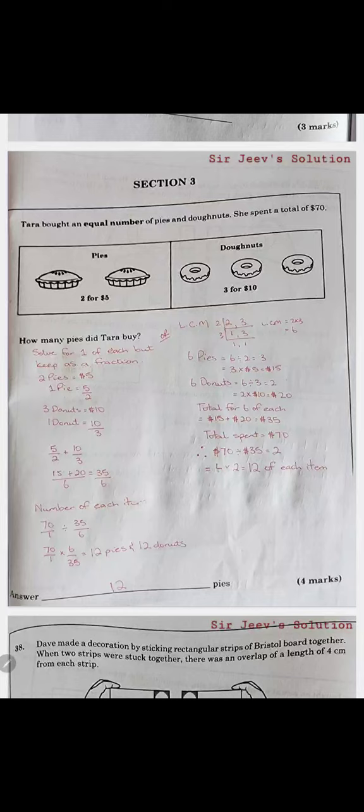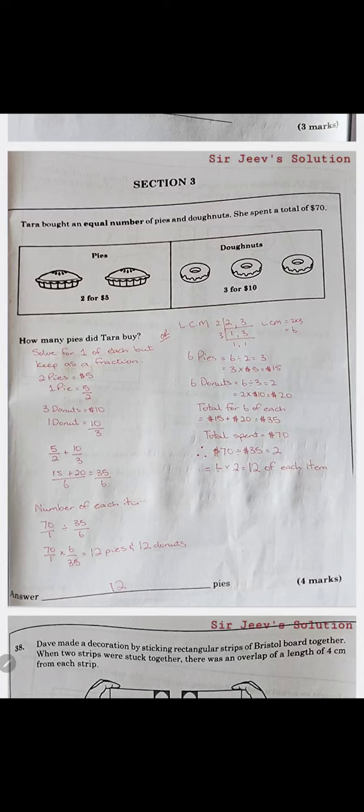Alright, so section 3, SCA 2023, number 37. Number 37 states Tara bought an equal number of pies and donuts. She spent a total of $70. So we see we have 2 pies for $5 and 3 donuts for $10. They said how many pies did Tara buy?